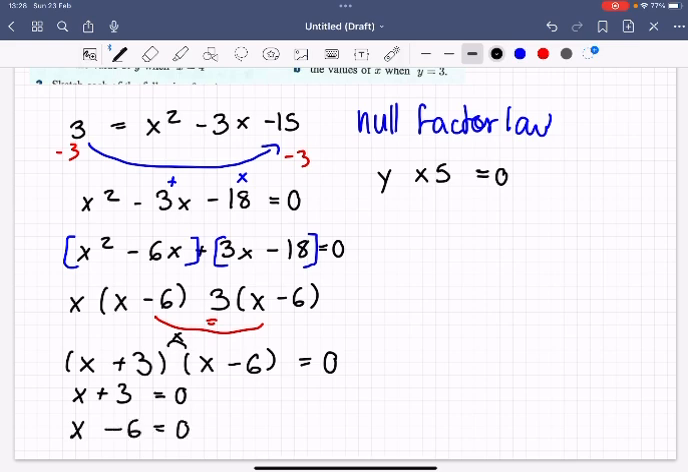In the case of x plus 3 equals 0, x would be equal to minus 3. If you're wondering where I got minus 3, I'm just going to subtract 3 from both sides, like I would do with any other equation. And if it were x minus 6 equals 0, we're going to get 6. So basically our answer is going to be x equals minus 3 or x equals 6.